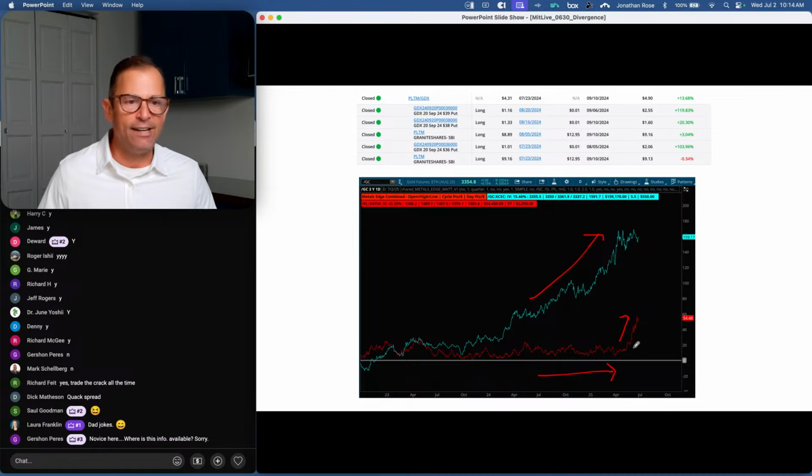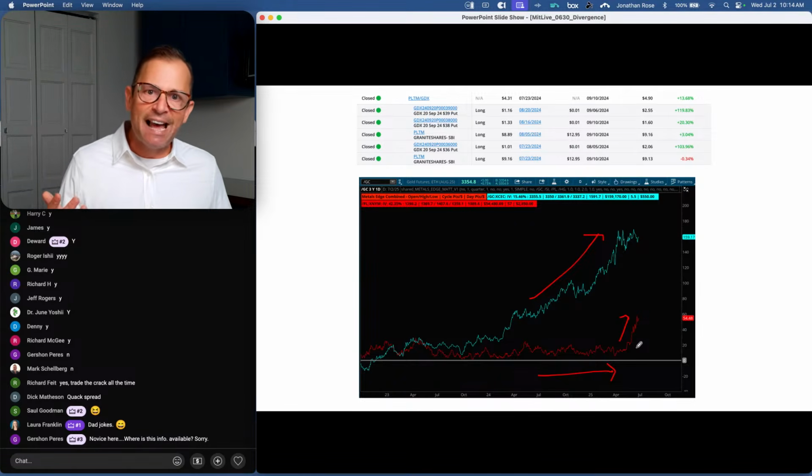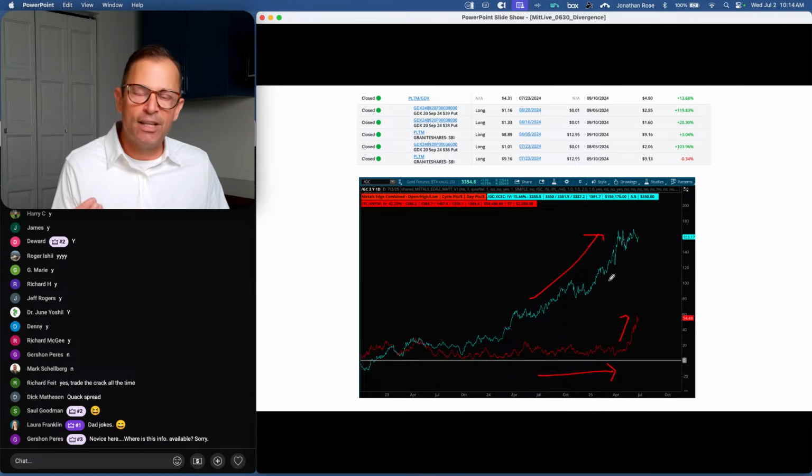When you get long platinum, you don't get long platinum because of a head and shoulders or some stupid breakout or Fibonacci or Gann. You don't need that. Divergences. If we know the metals complex is super strong, what's the weakest part of the metals complex? That was platinum in this example.